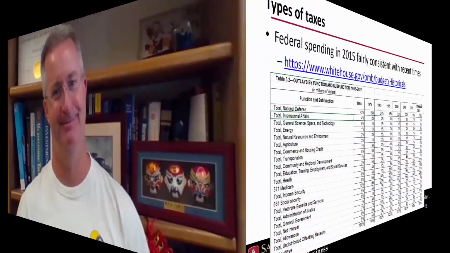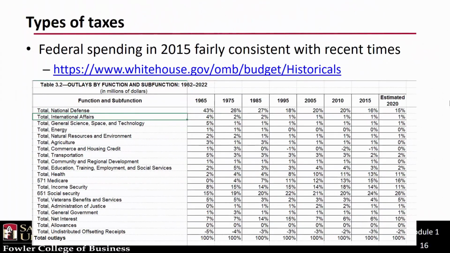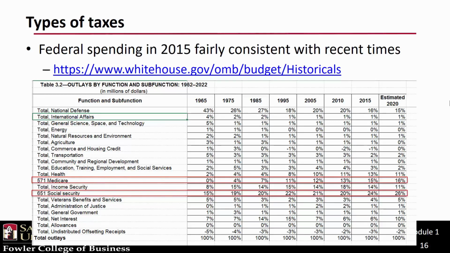To show that 2015 spending is fairly reasonable with respect to other presidential administrations, here is federal spending, albeit with a slightly different categorization, for the last 50 years or so. You can see as the baby boomer bubble grew towards retirement age, and then started living much longer than previously expected, the amount of federal spending on Social Security and on Medicare has blossomed, while defense spending has shrunk.